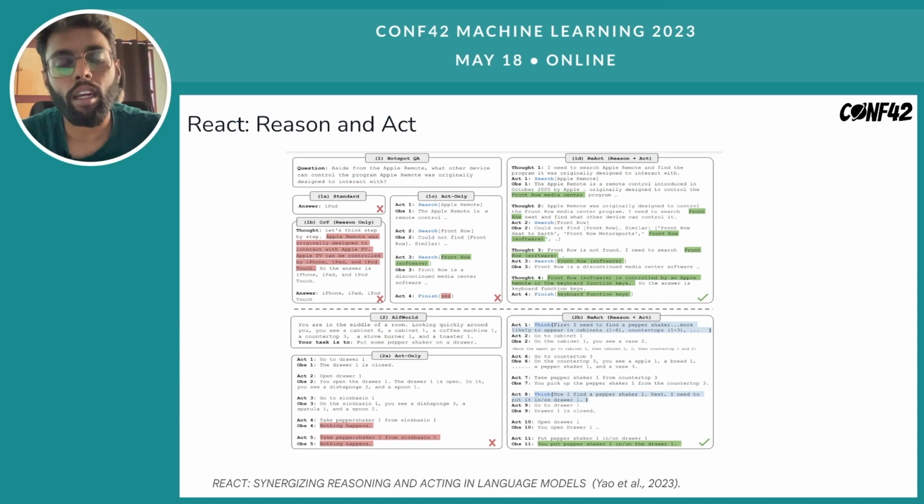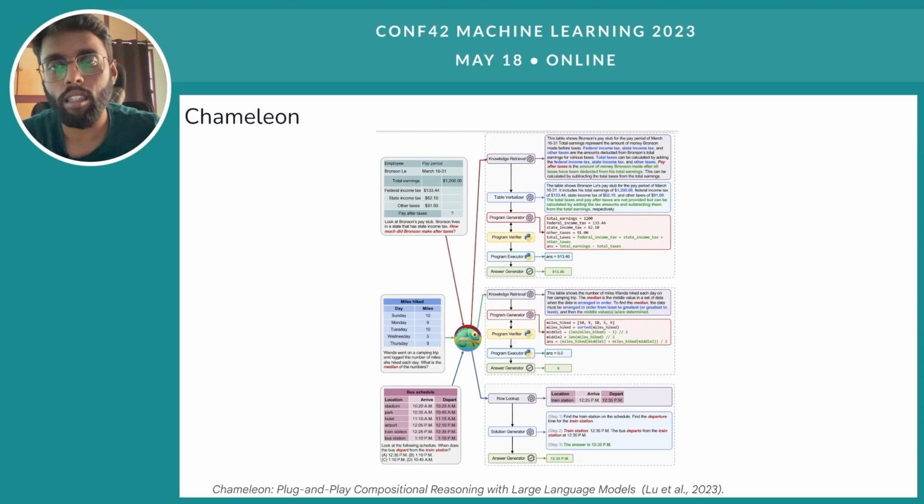This way they iteratively prompt it. First thought one is done, and then act one, an action, is generated based on that. Once the model generates search, the Apple Remote keyword is used to search Wikipedia, and then an observation is appended to the generation. Based on that, thought 2 is done, until the model generates finish as one of the actions. So this is ReAct, Reason and Act.